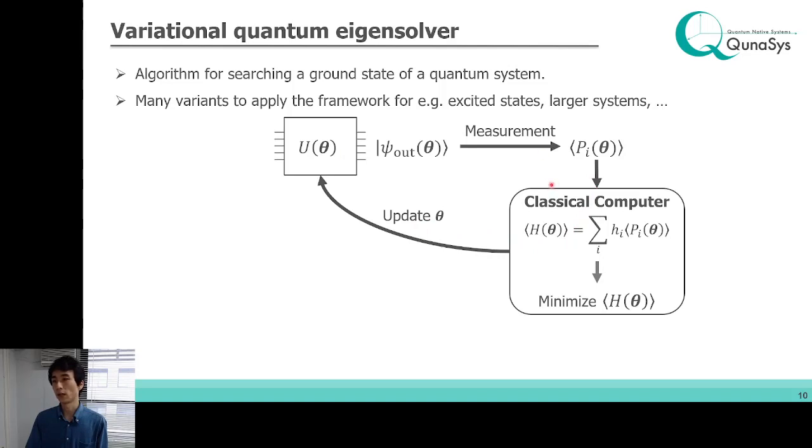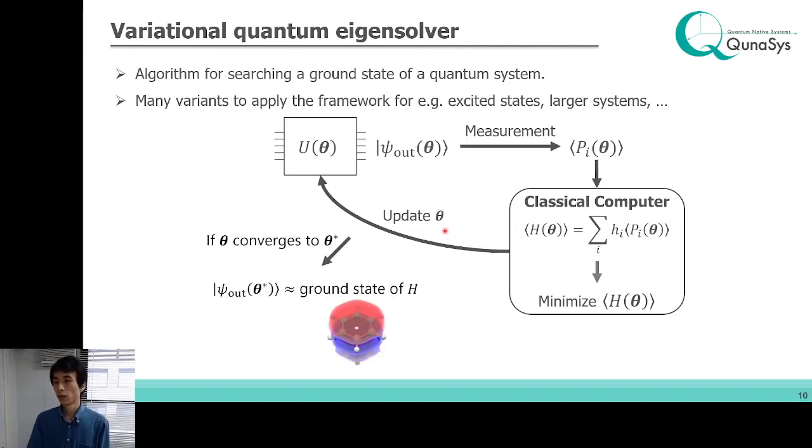So to minimize this expectation value, we update this parameter theta, and we iterate this loop until this parameter theta converges to some certain value. If this theta converges to, for example, theta star, then this psi out theta star is an approximate ground state of the Hamiltonian. And from this ground state, we can obtain information about the molecule. For example, we can draw an electron density of the ground state.